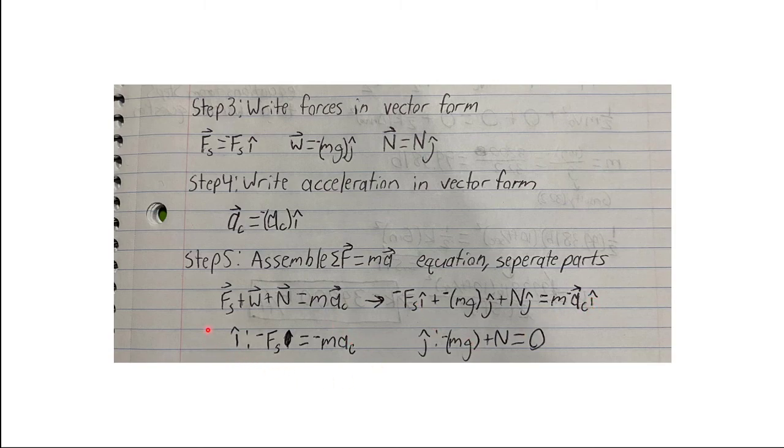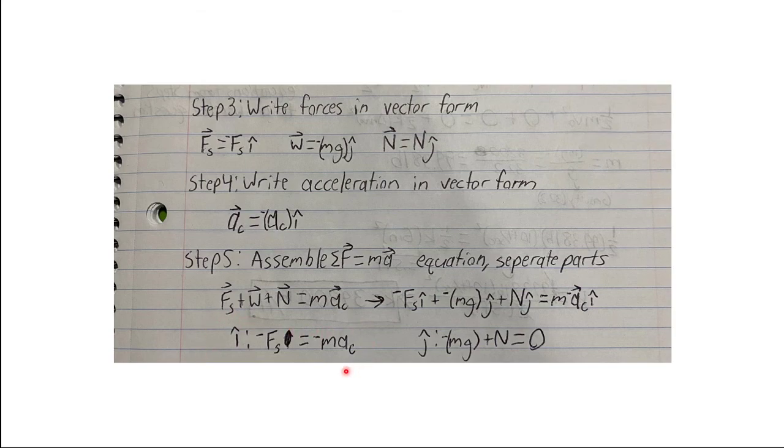Then splitting the parts into i and j, your force of the spring is going to equal your mass times your acceleration of C. And in the j direction, your negative mg is going to equal negative N. This is just showing that your normal force is equal to your weight force, is all that one is showing. So I guess the one to look at will be this one.